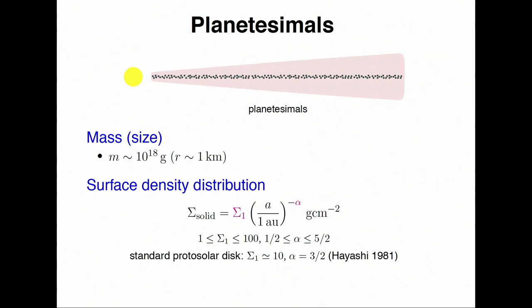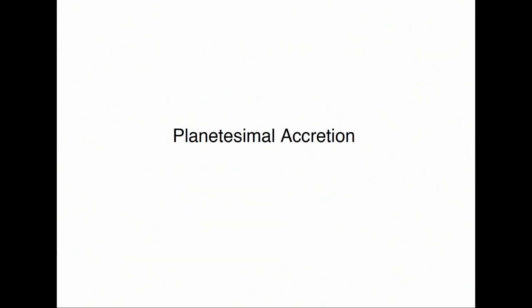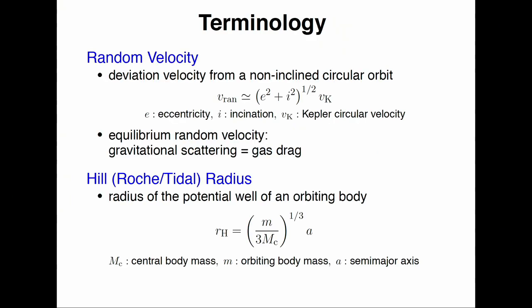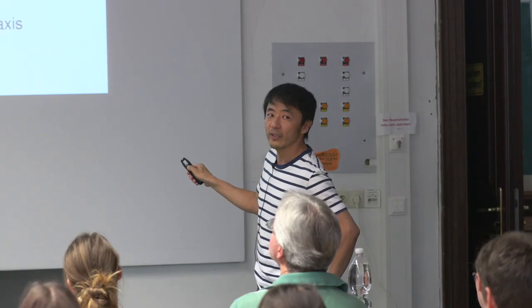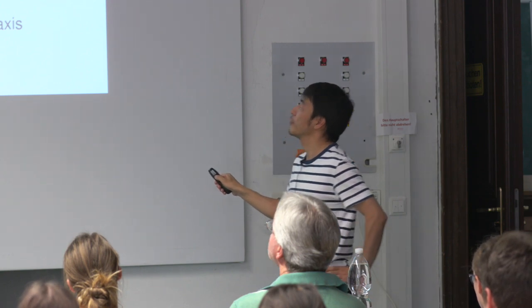Okay, so now we have planetesimals, and then next, what happens? Before going into planetesimal accretion, let me introduce some basic concepts important to planetesimal accretion. The first one is random velocity. This is the deviation velocity from a non-inclined circular orbit, given by this equation. Here, e is the eccentricity, i is the inclination in radians, and Vk is the Keplerian circular velocity.